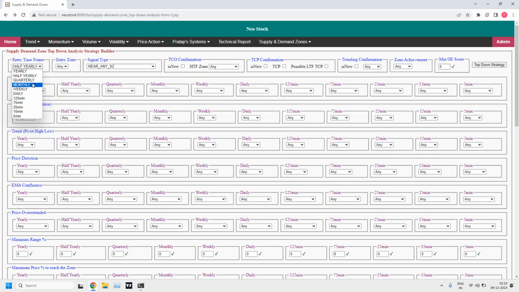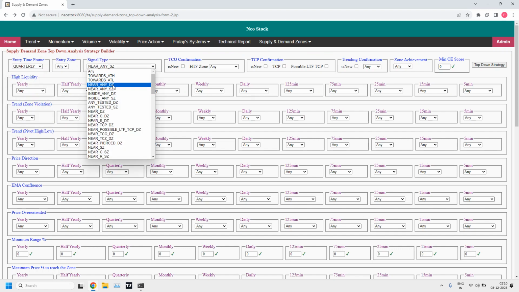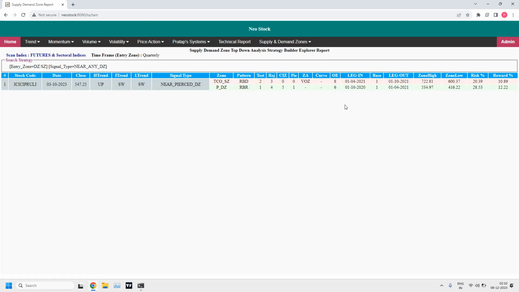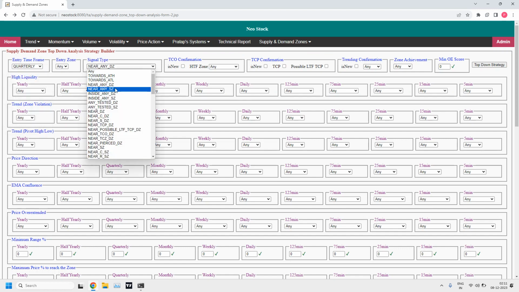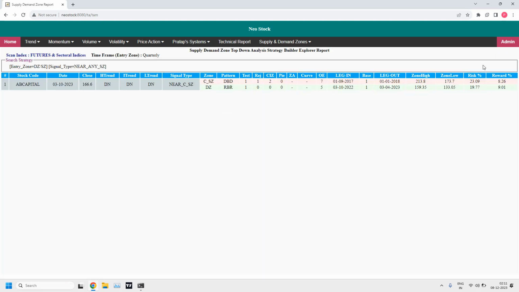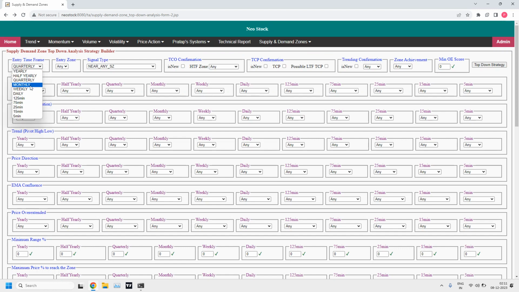Entry time frame is quarterly. Let us find the stocks near to the quarterly demand zone. One stock is near to the quarterly demand zone, but it is a few hours demand zone. So entry time frame is quarterly. Let us find the stocks near to the quarterly supply zone. One stock is filtered. So let's go back.